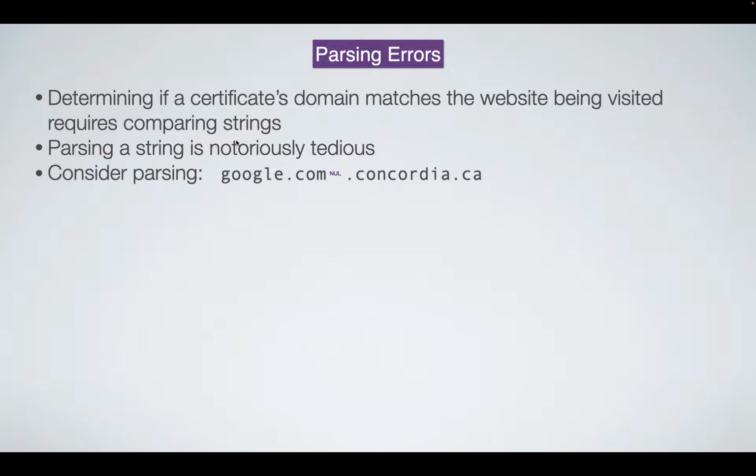Let's say I go to a certificate authority and I say, give me a certificate. The domain I want is google.com[null character]concordia.ca. Okay, so this is a weird kind of URL to request. But the CA is just a machine. It's not a human, right? It's just a machine.